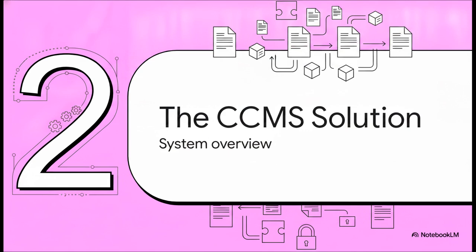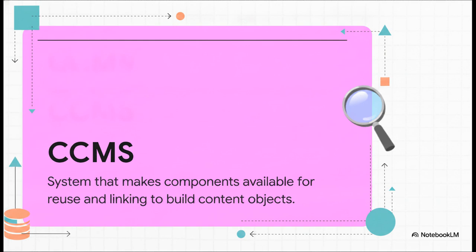Which brings us to section 2. Enter the CCMS solution. So what exactly is a CCMS? Well, according to the ISO standard, a component content management system is a platform that makes components available for reuse and linking to build content objects.